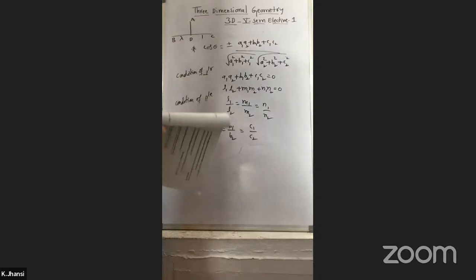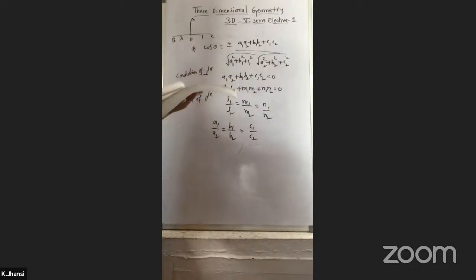So this is the very easy one. If you know the concept that l square plus m square plus n square equals 1, by using that relation, we will show the relation given in the question with the help of that one.